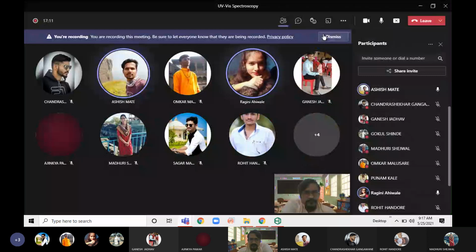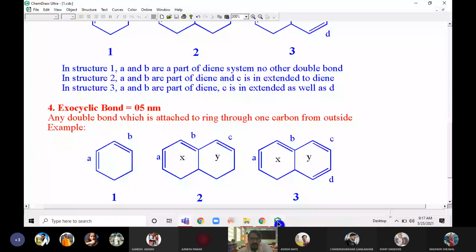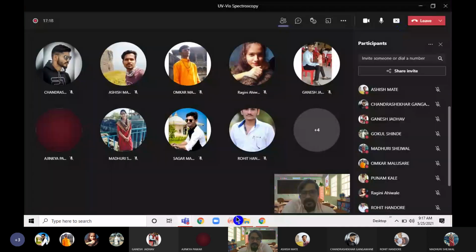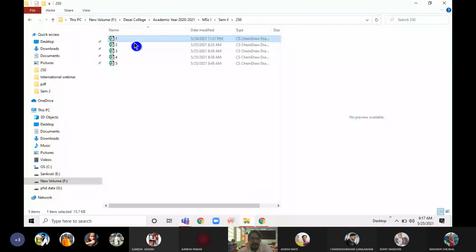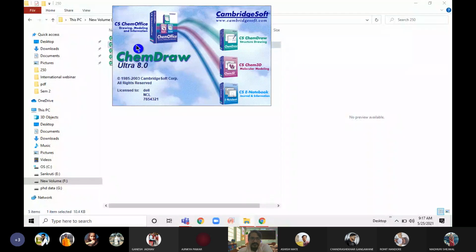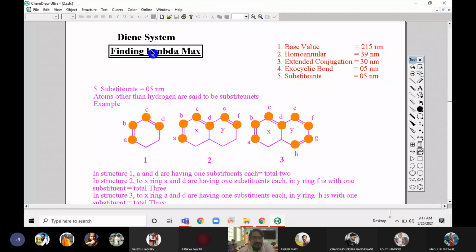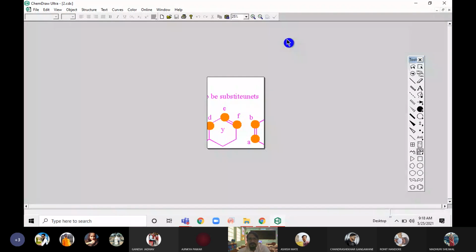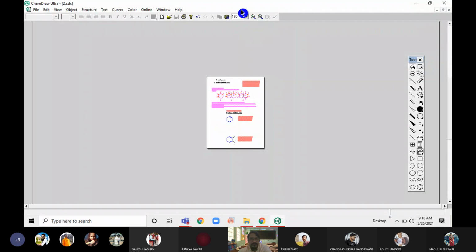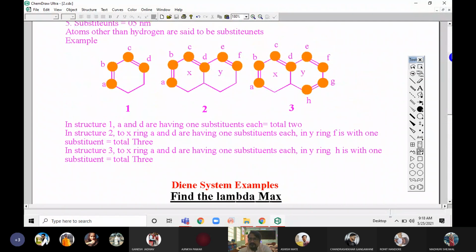Okay, now we'll go to the last one, how to find the substituents. Just tell me whether it is visible or not. I'm opening ChemDraw, which is software, and we have already taken some lectures on this. We'll again take a few lectures on how to use ChemDraw. Okay, I'll zoom it. Sorry. Okay, now I think this might be visible.